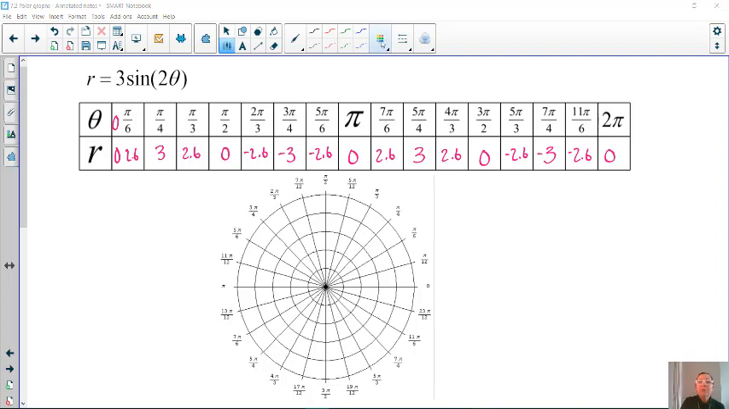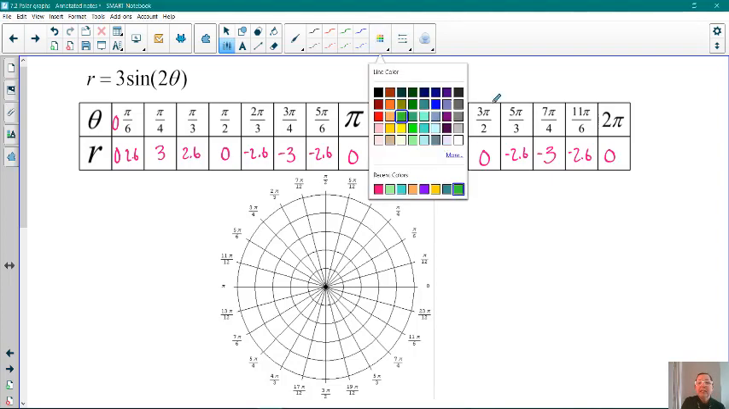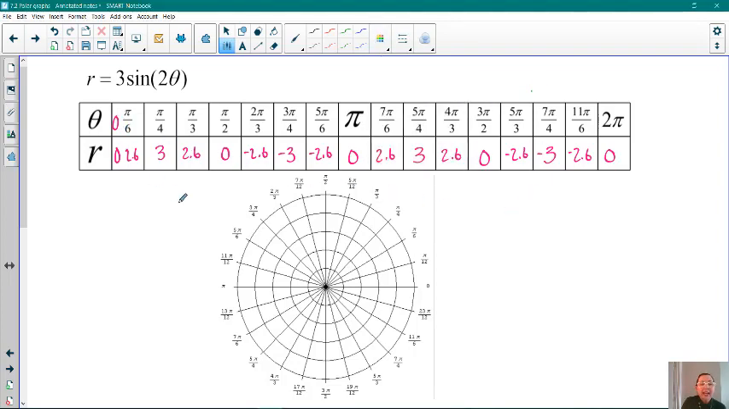We have all these points. It's time to graph. Let's see what this thing looks like. So 0, 0 is our first point. It won't always be the pole, but it is in this case. Pi over 6, we're stepping out 2.6, 1, 2.6. Pi over 4, we're stepping out 3, 1, 2, 3. Pi over 3, 2.6, and then back to the pole. So we need to remember the order that we're doing these things in.